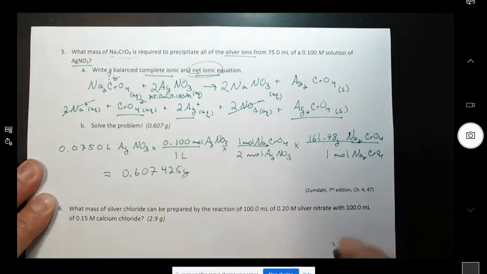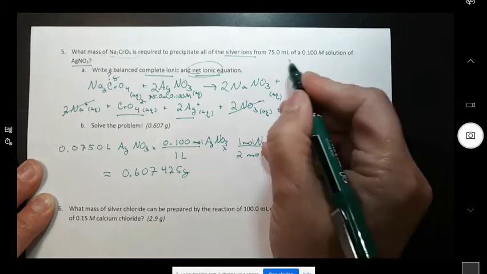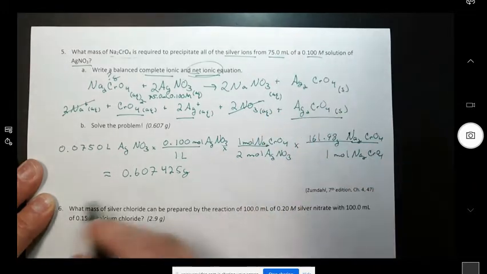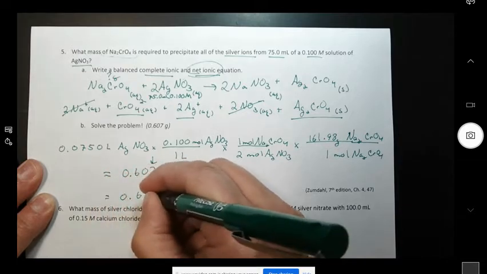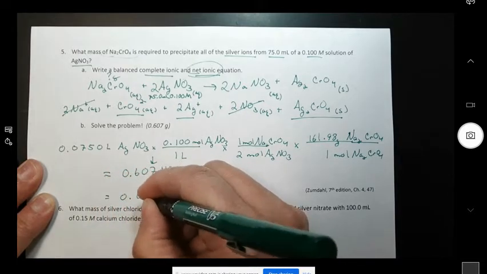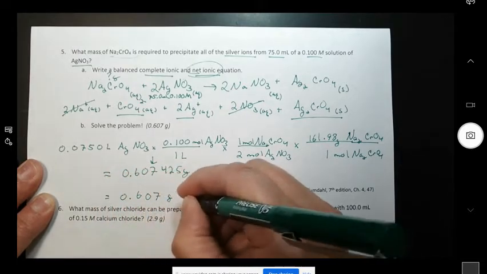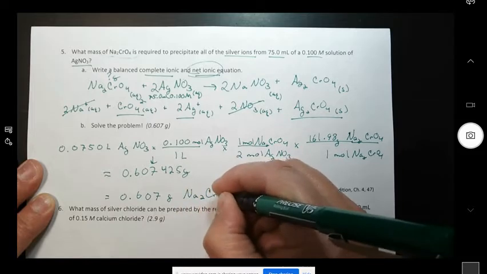So that gives me about 0.607425 grams. It looks like I've got 3 significant digits pretty much throughout. So that's going to give me 3 significant digits. So 0.607 grams of Na2CrO4.